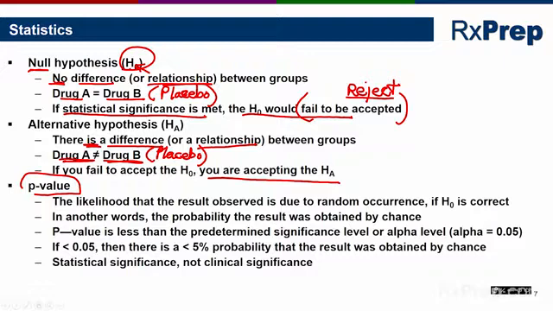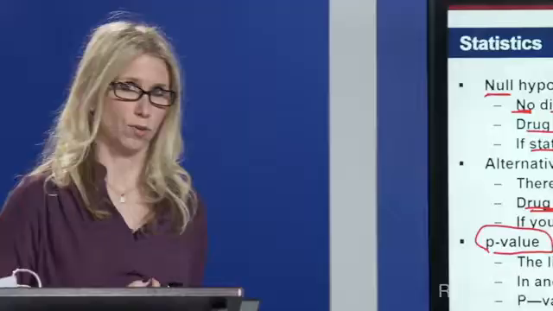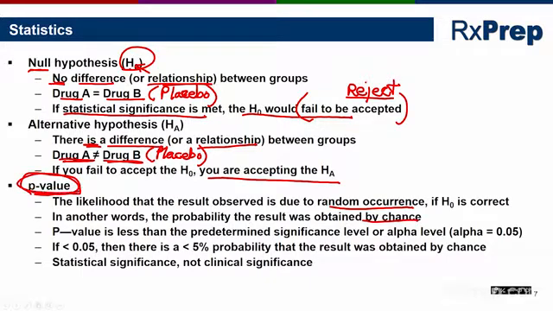P-value. Okay, let's talk about p-value. P, you know, stands for probability, so it's the probability value that the result observed is due to random occurrence, or as we like to say, obtained by chance. So it wasn't because of the drug, it was just due to chance that we found a difference. So we don't want this to happen, but we always have a p-value of the trial because trials are never foolproof, right? There's always some degree of error. Okay, so it's the probability the result was obtained by chance.